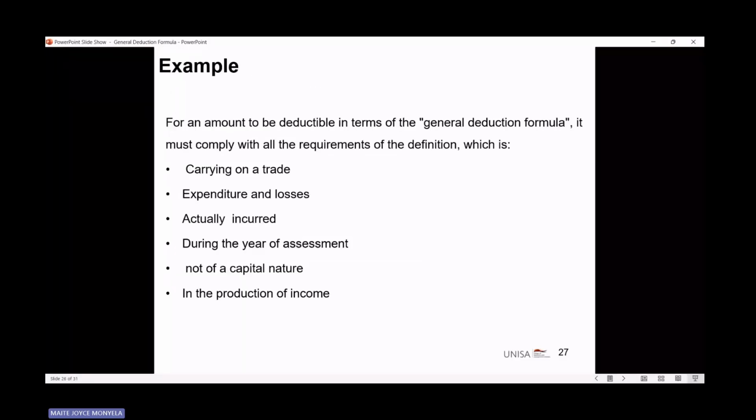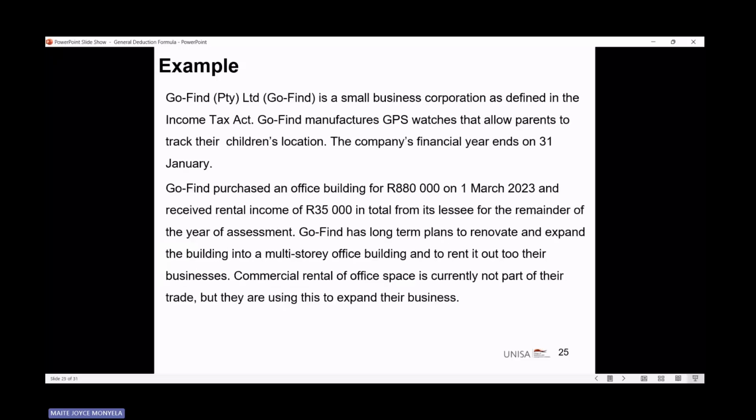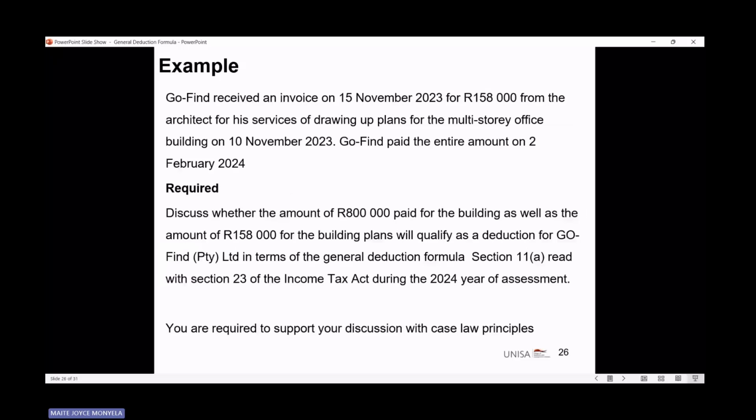If you are saying it qualifies as a deduction. So this question is too long. I'll give you 10 minutes to complete this question so that we can have a discussion on it, because it will give you an idea of how to answer the long question in an exam situation. So are we good? Can we do that? Okay, thank you. Let's do that. Let's answer this question.